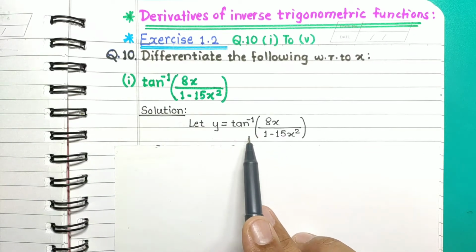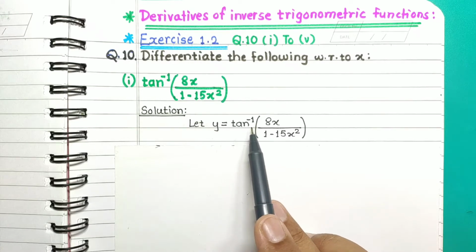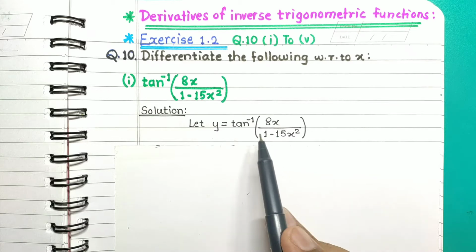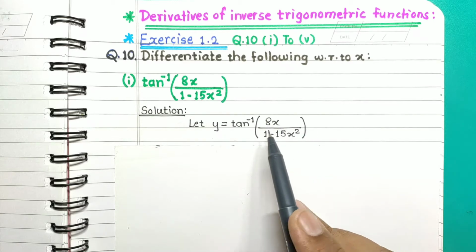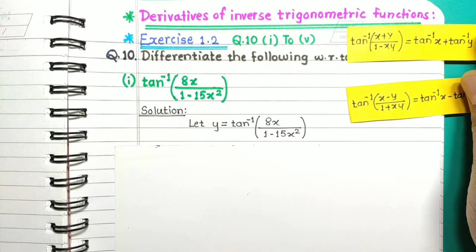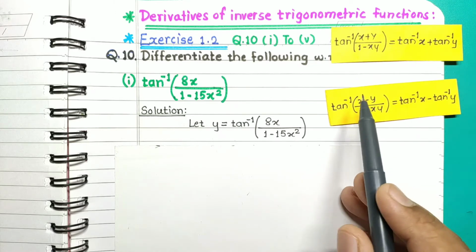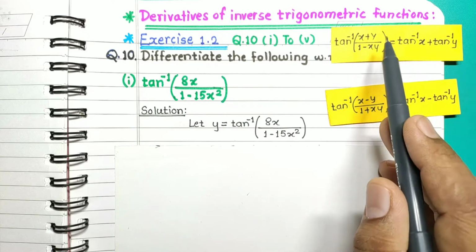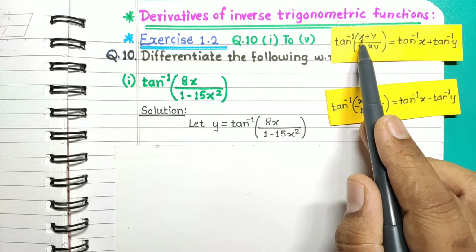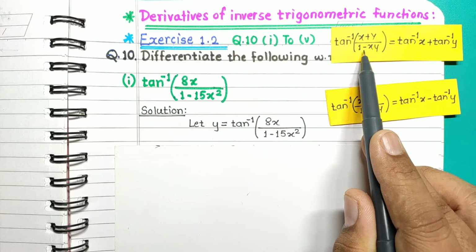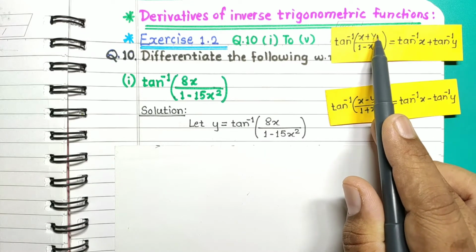Now, whenever you get a tan inverse function in front of you to differentiate, you should first think over whether it is possible to arrange this given function like any one of these two formulas. This formula contains tan inverse of terms where the numerator contains the sum of two terms and the denominator has 1 minus the product of these two terms.